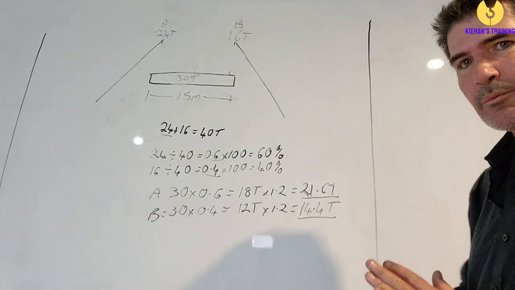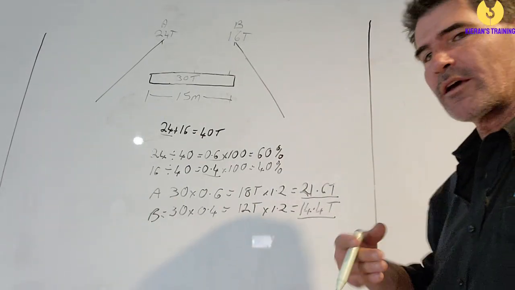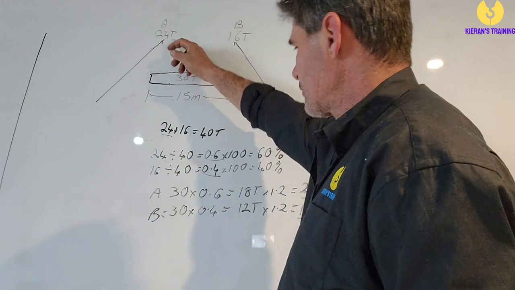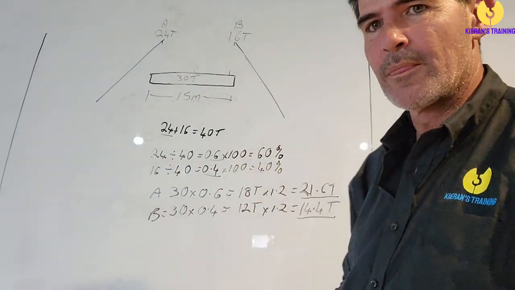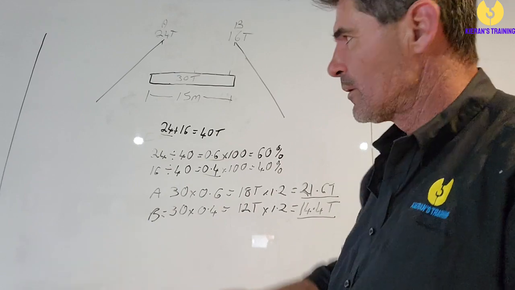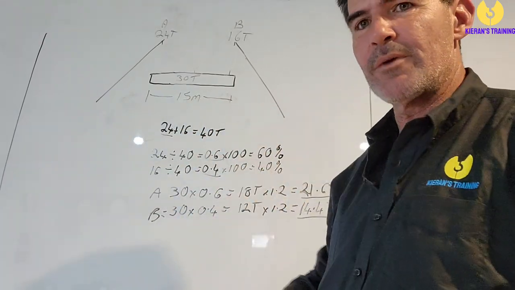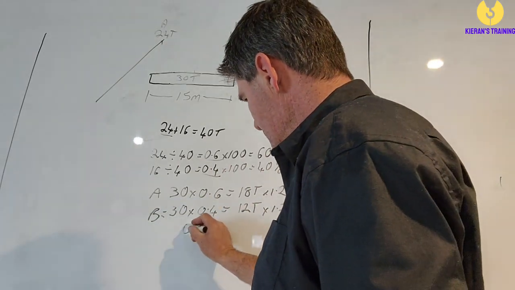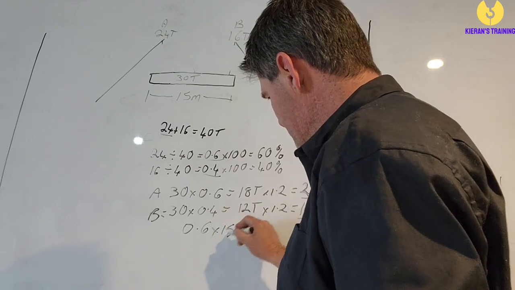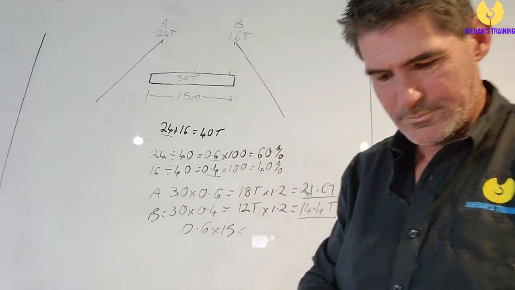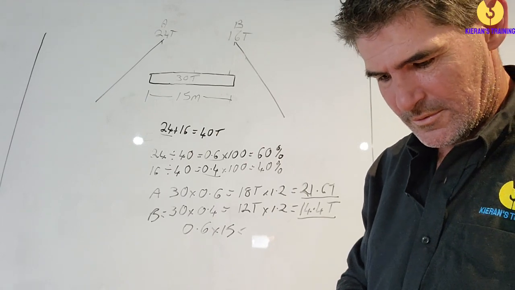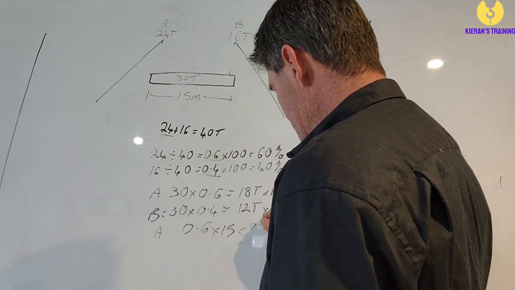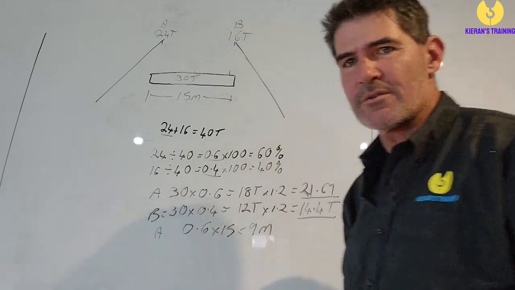Now, to figure out whereabouts we're going to sling this load so that each crane is going to carry that amount of weight. Crane A, we want to carry 60% of the load. So how do we figure out where to sling it? The total length of the load is 15 metres, and we want it to have 60% of that 15 metres. So 0.6 times 15 equals, so we want crane A to be carrying 9 metres of that 15 metres.